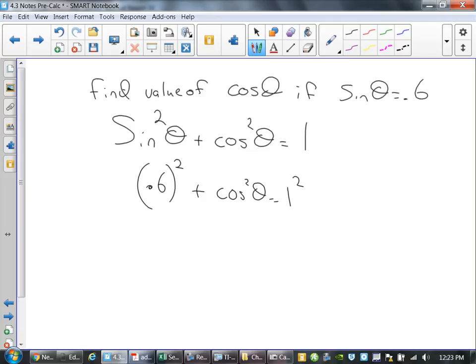Since I know that the sine value, basically what I'm doing here is I'm creating some value theta. I don't know what it is, but I know the sine of it, the opposite over hypotenuse, is 0.6 and a 1. I'm trying to find out the other part.